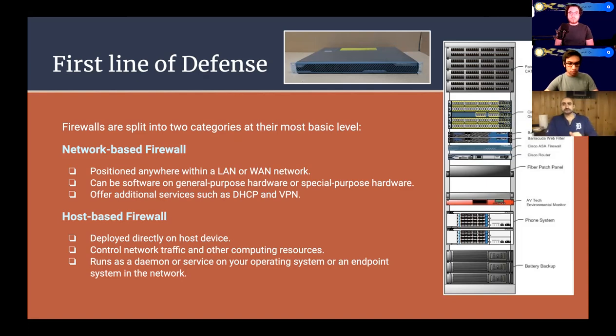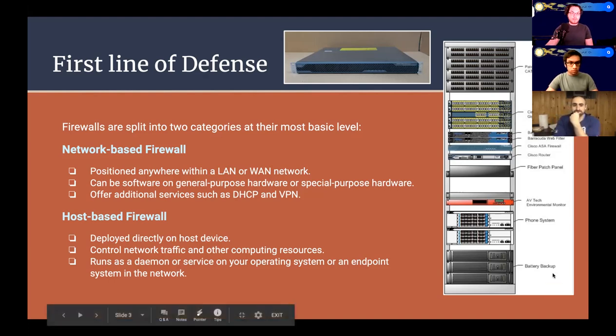So you have software that can be on general purpose hardware, which would probably be on a home level or a smaller level. And then big businesses like Google most likely have special purpose firewall hardware dedicated just for what they want it to do, and that will sit on their server. Most of these network-based firewalls provide additional services, like DHCP and VPN abilities built in, a bunch of different services that come in handy for networking.